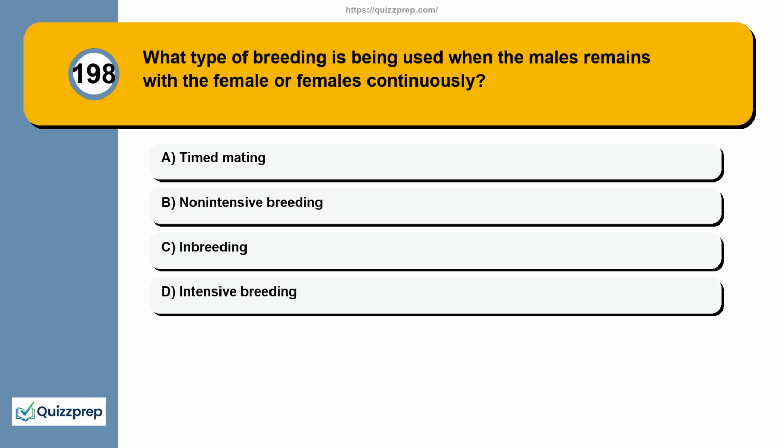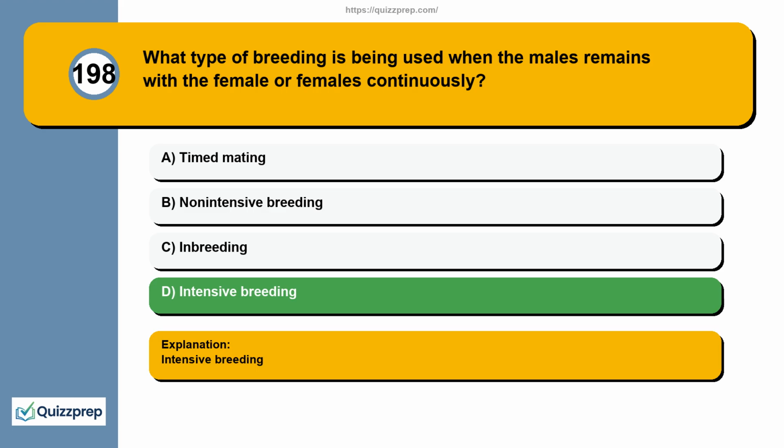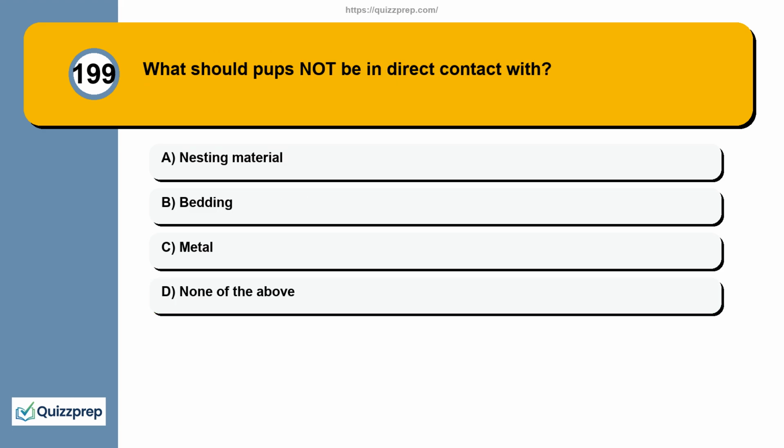Question 198. What type of breeding is being used when the males remain with the female or females continuously? Option A. Timed mating. Option B. Non-intensive breeding. Option C. Inbreeding. Option D. Intensive breeding. The correct answer is option D. Intensive breeding.